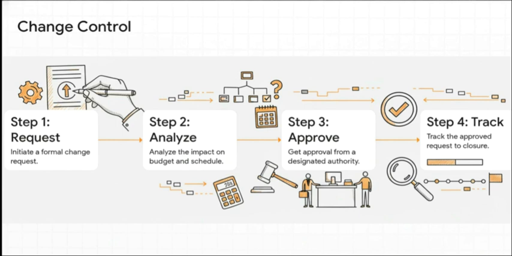So, step 1. Someone puts in an official change request. Then the team looks at it and figures out the impact. Is this going to cost more? Is it going to push back our deadline? Based on that analysis, someone with authority, like the project manager, approves or denies it. And if it's a go, you track that change all the way until it's done.